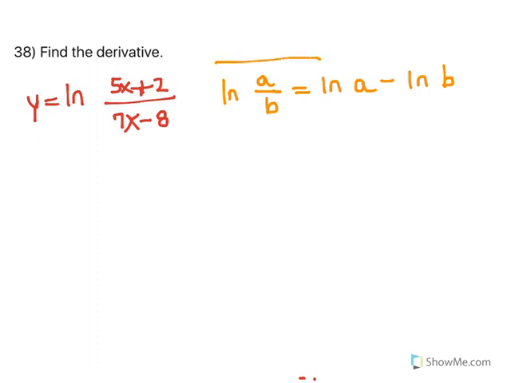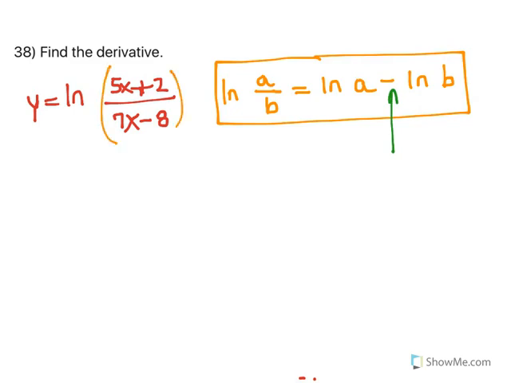So here we have the quotient property of logarithms. If you have the natural log of a quotient, you can write that as a difference of two natural logarithms. So that's what we're going to do here. We have the natural log of a quotient, and we're going to write that as a difference of two natural logarithms. So we'll have y is equal to the natural log of (5x + 2) minus the natural log of (7x - 8).